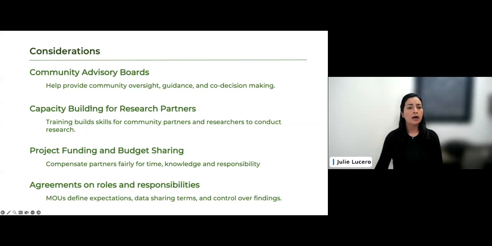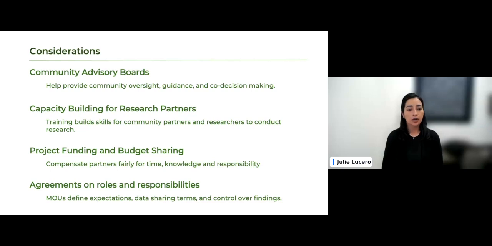And then finally, for me, before I turn it over to Dr. Marquez, are considerations during the research process. So having community advisory boards can help with community oversight, guidance, and co-decision making. Community advisory boards have been criticized for only providing advice, but they can be set up in very different ways. So in my research, I like to include research in the title, so community advisory and research boards. So not only are they advising and guiding, but they're also actively involved in the research process.